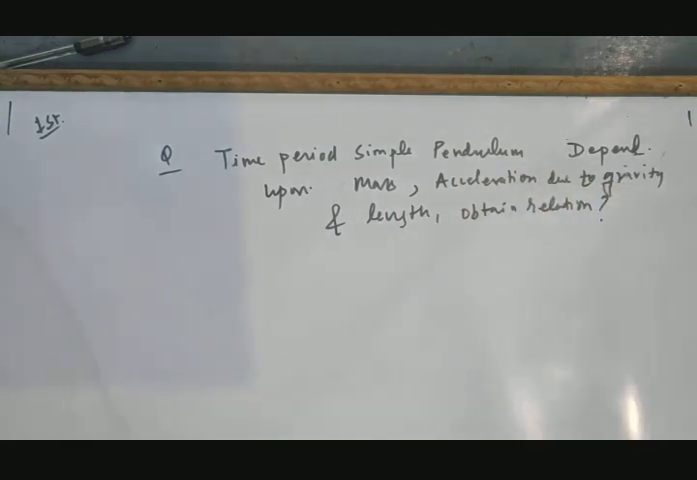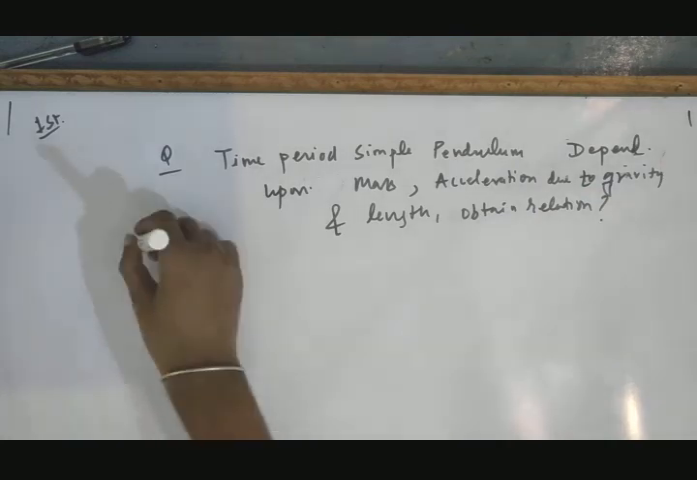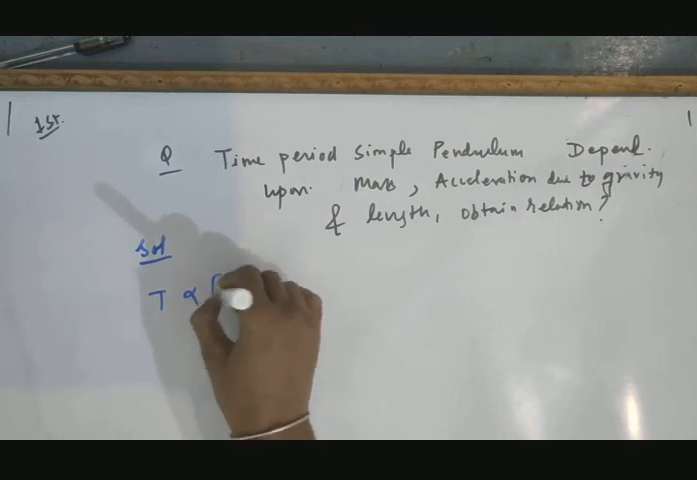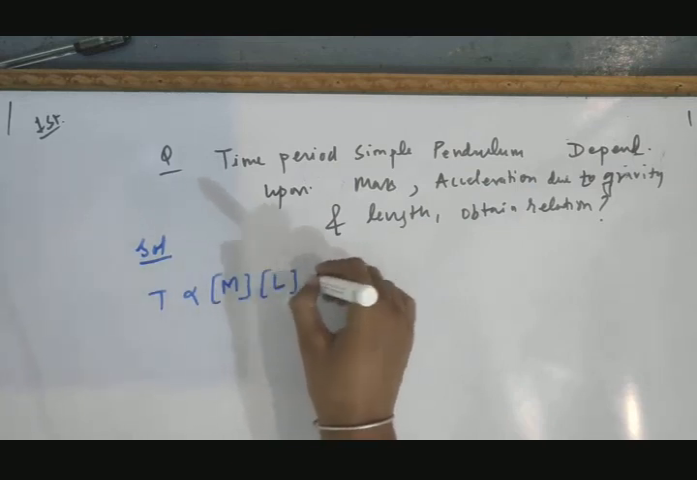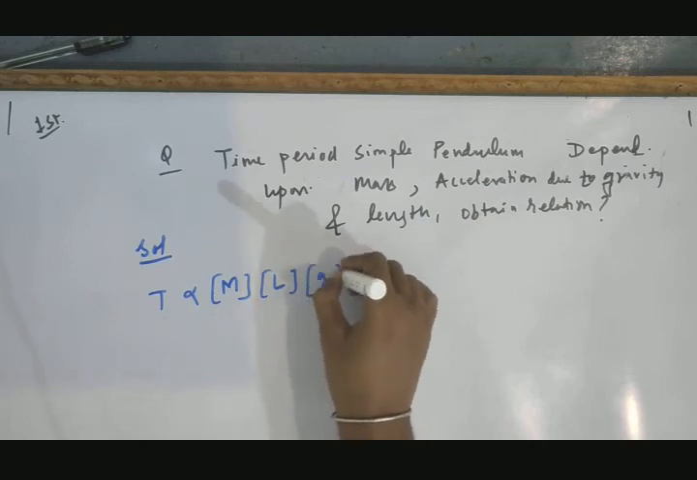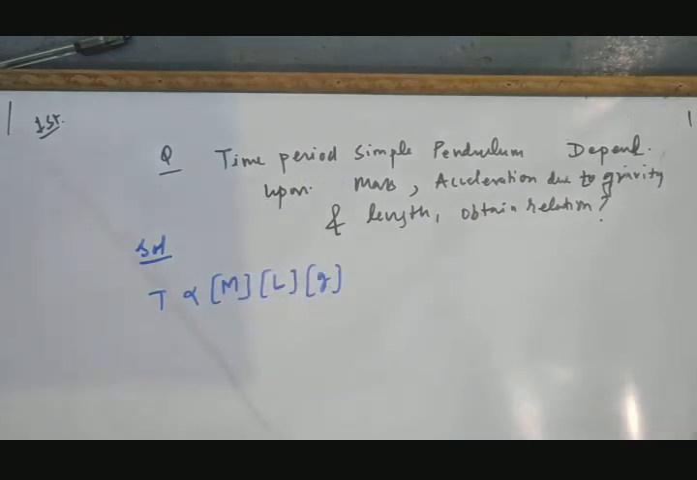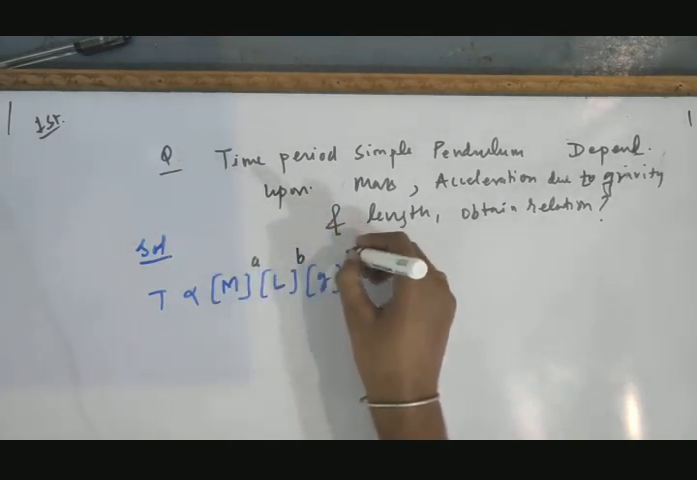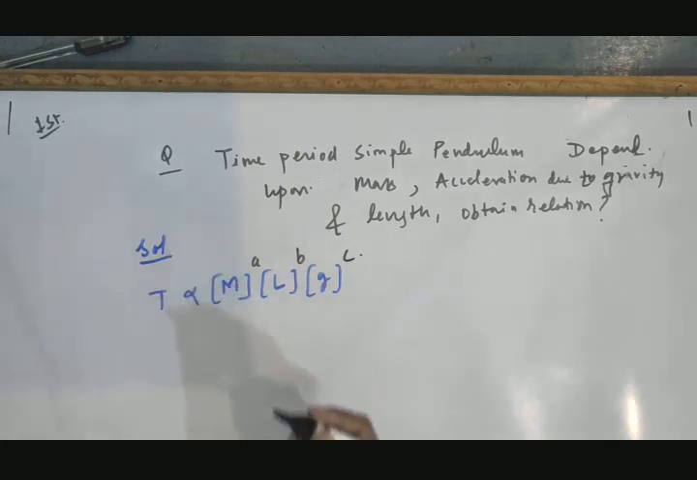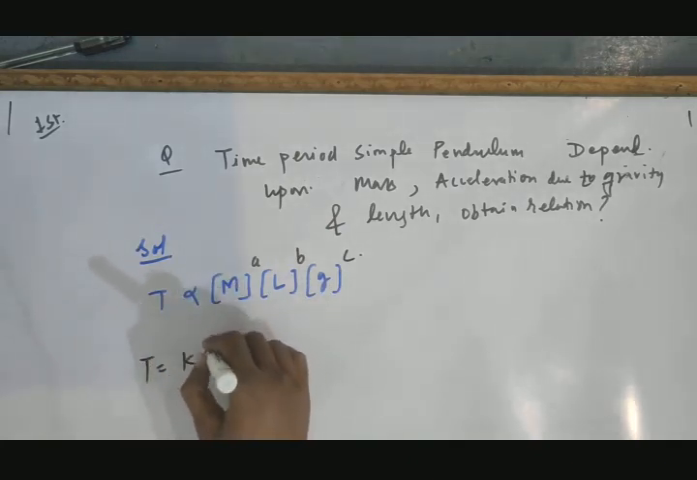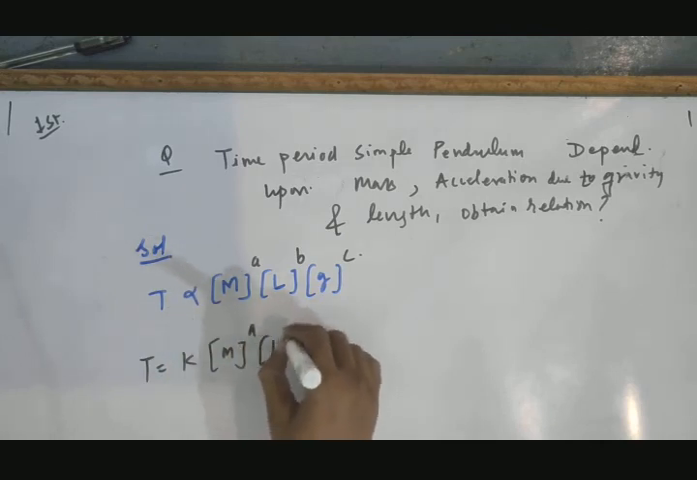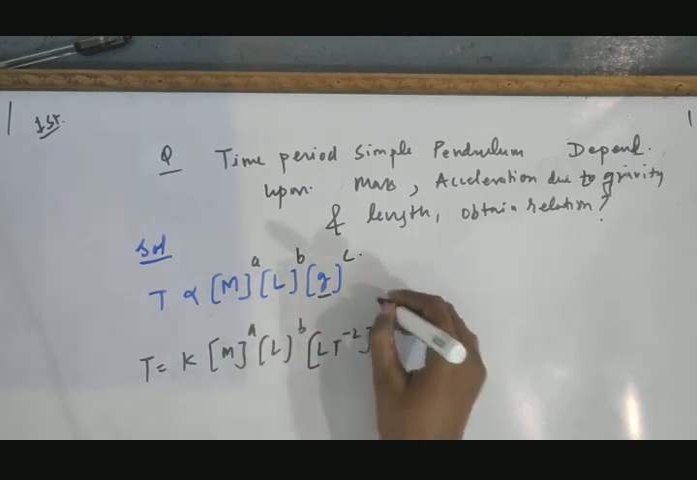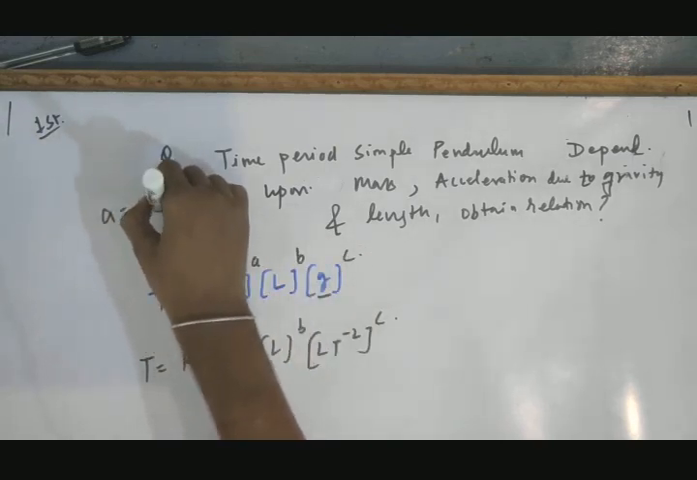How will we solve this? We know the time period is dependent on mass m, length L, and acceleration due to gravity g. So we take their powers: m to the power a, L to the power b, g to the power c. This can also be written as T equals k, m to the power a, L to the power b. In place of acceleration due to gravity, we write LT inverse 2. Remember, the dimension formula for acceleration is LT inverse 2.